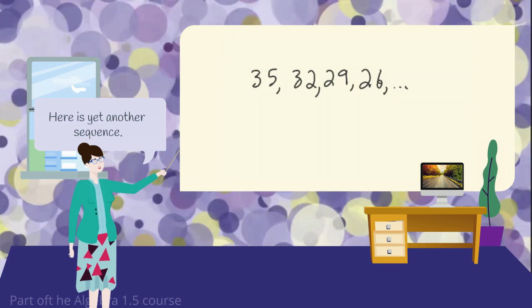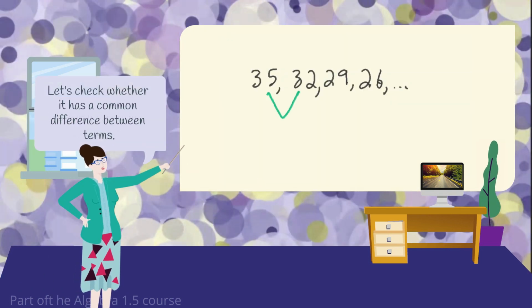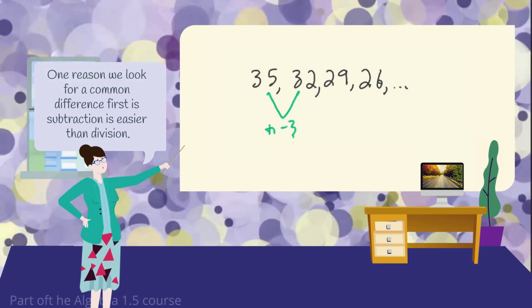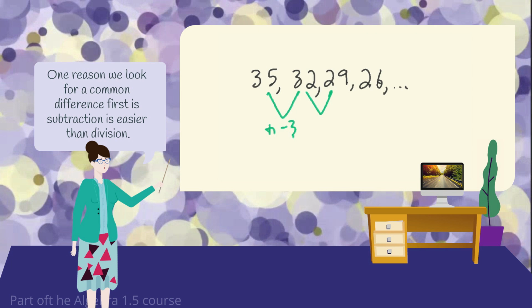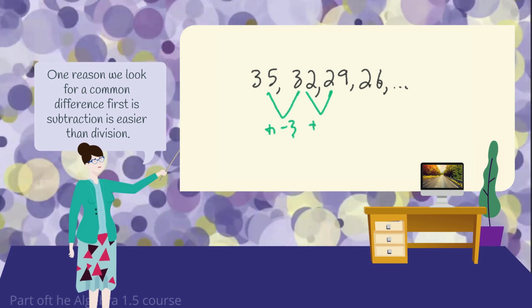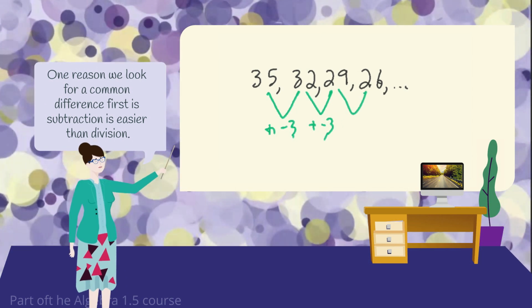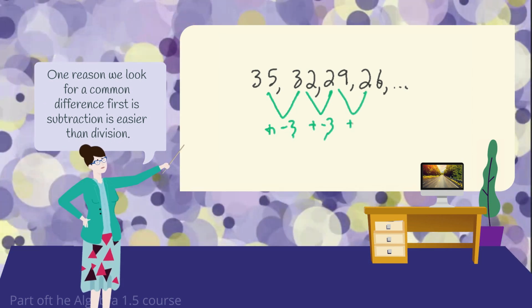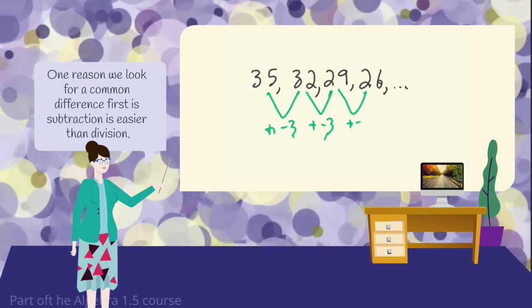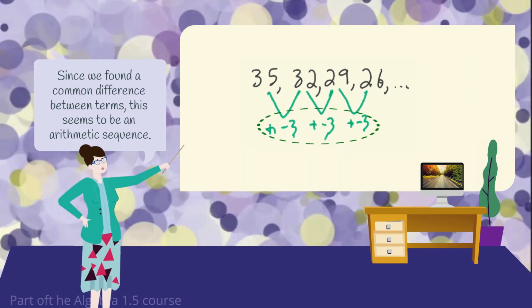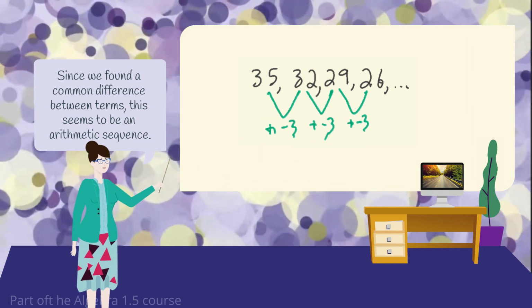Here is yet another sequence. Let's check whether it has a common difference between terms. One reason we look for a common difference first is subtraction is easier than division. Since we found a common difference between terms, this seems to be an arithmetic sequence.